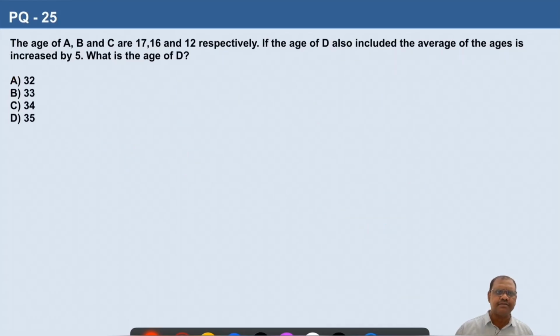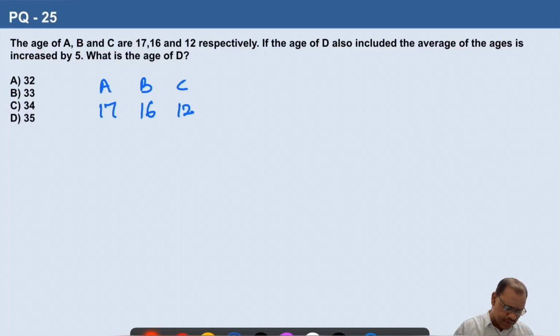Question number 25. The ages of A, B and C are 17, 16 and 12 respectively. If the age of D is also included, the average of the ages is increased by 5. What is the age of D? So, what are the ages of A, B and C? A, B and C: 17, 16 and 12. So, if the age of D is also included, the average of the ages is increased by 5.